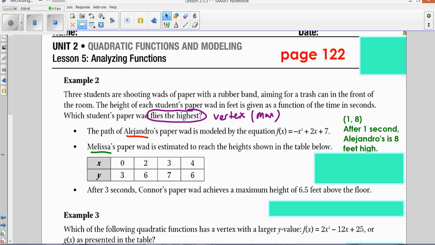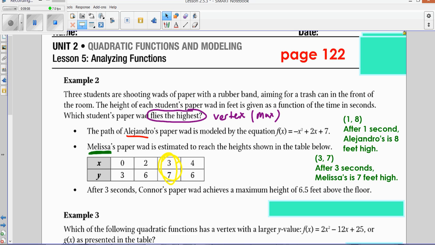Now, Marissa, the one in green that I have under here, her paper wad is estimated to reach the height shown in the table below. So here, because there is no equation, there's just a table, you are going to take the table to be the truth. So you look and you say, all right, what is the highest y value? Because we're looking for the highest point, and that is this, 3, 7. So 3, 7, that is your maximum. That's doing all that hard work to find your maximum.